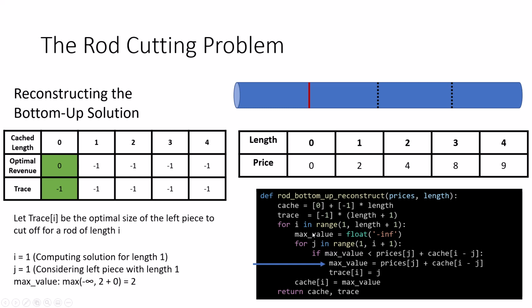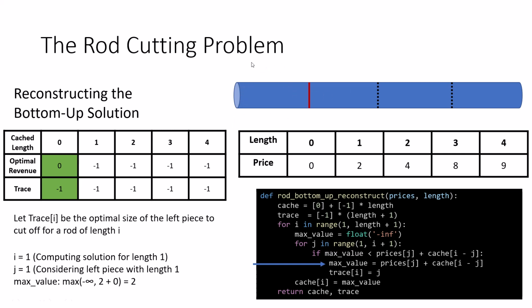I'm going to go through the exact same process, but I'm also going to show where we change our trace array. Okay, so we're going to start off with computing the solution for length 1, so that's i equals 1, and then j equals 1, we'll be considering basically the left piece. So this is what I mean by the left piece. This guy here is also going to be length 1.